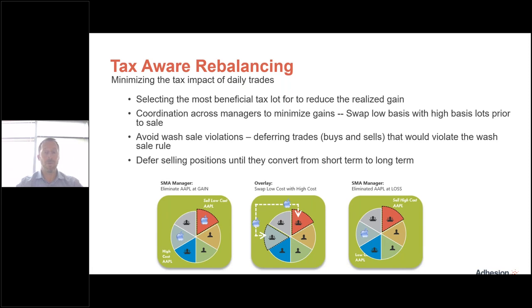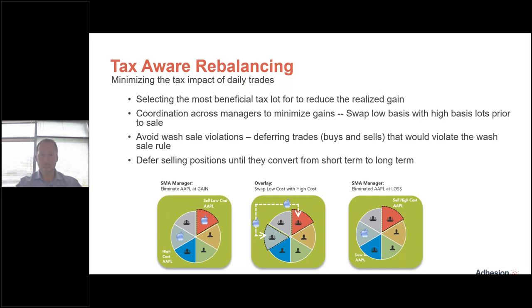So the levers they have to pull on daily trades, the first one is going to be selecting the most beneficial tax lot to reduce the realized gain. Now, what this means is often with positions, when we go to sell, we'll find that there are multiple tax lots that make up that individual position. So to use an Apple example that we'll come back to multiple times on this slide, if we're selling Apple, what the overlay manager will do is it'll look for the most tax advantageous tax lot to sell. So it will sell short-term losses, then long-term losses, and try to preserve selling gains for as long as it can.